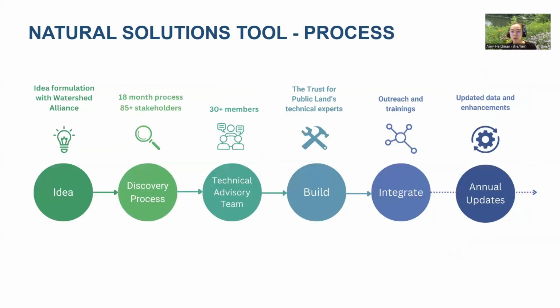And I'll briefly talk a little bit about the process of the tool building for transparency's sake, and then also to kind of let you all know how we came to the conclusion with the different data sets. So as I mentioned, of course, the idea came from the Greater Chicago Watershed Alliance, and then we went into this discovery process. So this was numerous conversations with partners talking about how big the tool is going to be, what the boundary is going to look like.